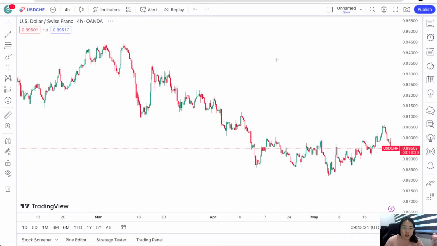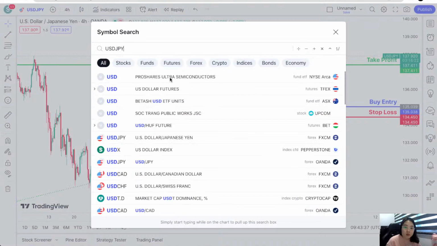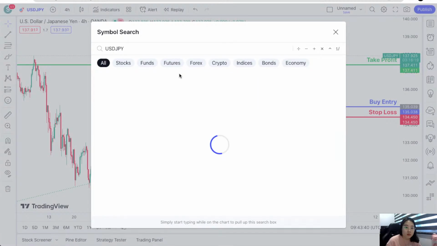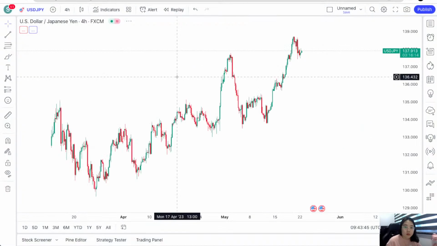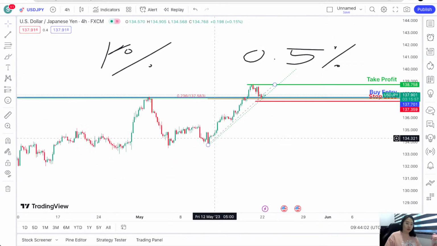Okay, this is my analysis for USD JPY. I feel like USD JPY is a buy. I'm going to run you through my thoughts on why I think it's a buy. Number one, it's moving above this very nice uptrend.